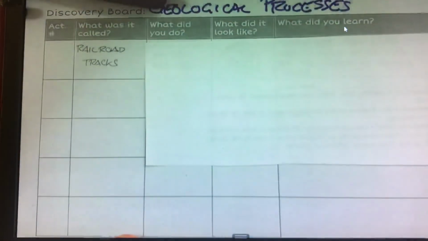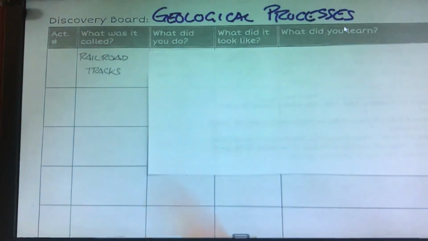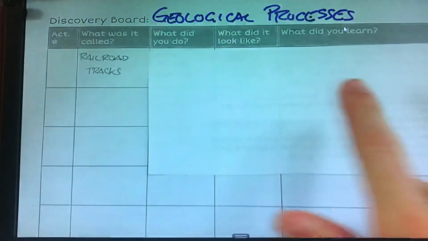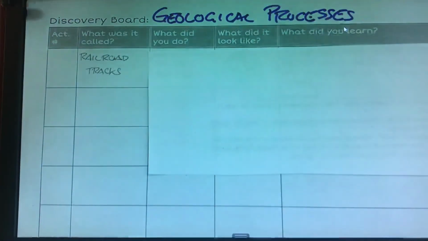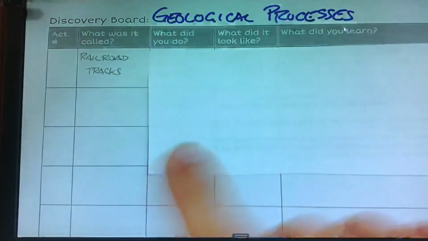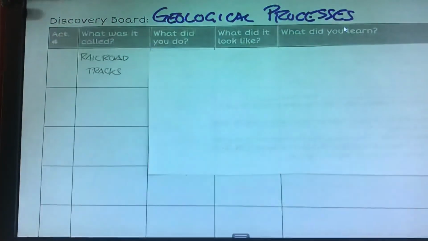Hey, you're back. So hopefully you have it set up like this, where it says geological processes at the top, and you have the railroad tracks there. So what I want you to do from there is fill out the rest of this. Maybe you're going to say, okay, what did we do? Well, we watched a video of the kids, or we had the dominoes we got to play with, or we watched Jurassic Park, or maybe you want to talk about how we tracked the speed of the waves. Anything you want to put in there is fine.